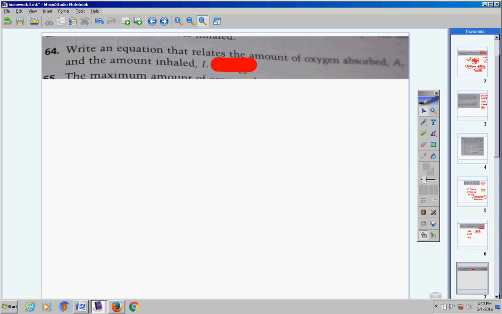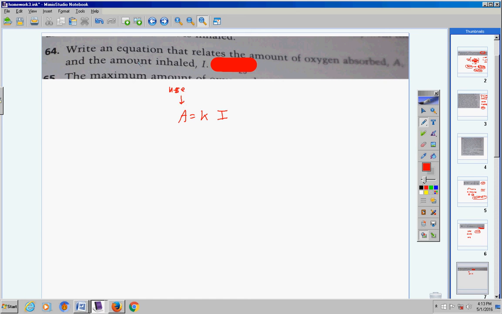Now look at the last sentence above number 64. It says A varies directly with I. Let's write that down. A varies directly with I. Now let's read what A is. A is the amount of oxygen that you use.